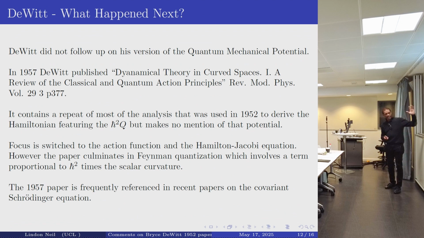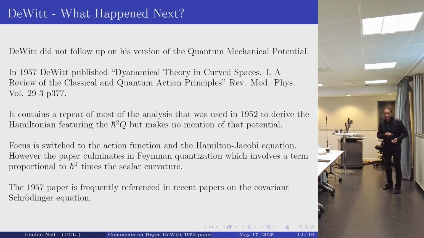Okay, but the H bar squared does appear in it because he was being influenced by, I think, Wheeler and Schwinger, and he also looked at Feynman quantization. When he was trying to apply the same thing to the Feynman quantization, he ended up with a term that was the H bar squared times the scalar curvature, which was one of the things that Basil was looking at for that quantum potential, because it is linked to curvature.